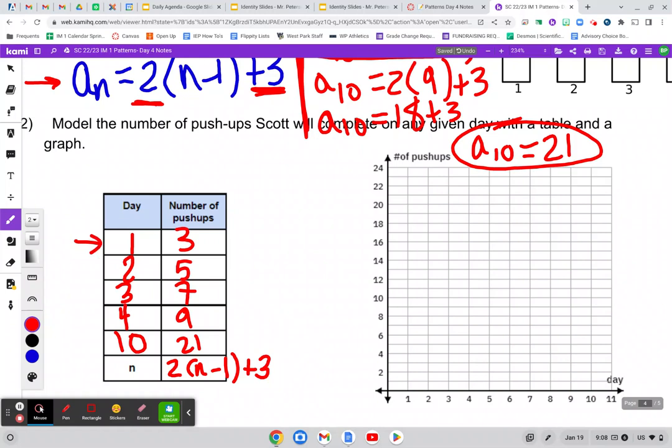Okay, hopefully your table looks like this. After 1 day, he's able to do 3, 2 days 5, 3 days 7, 4 days 9. It's okay if you did 5 days here. I just threw 10 in because we knew at the 10th day's number of push-ups were 21. Hopefully you got this though. This is what our expression is looking like.